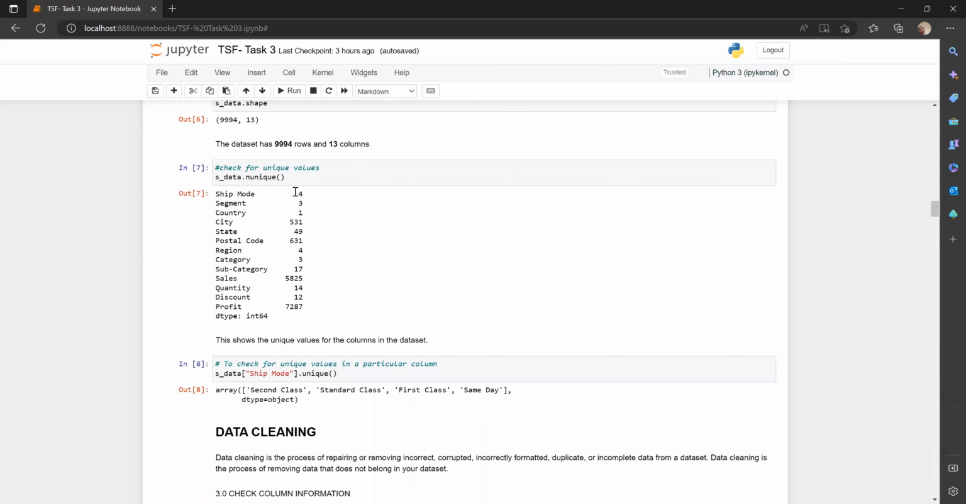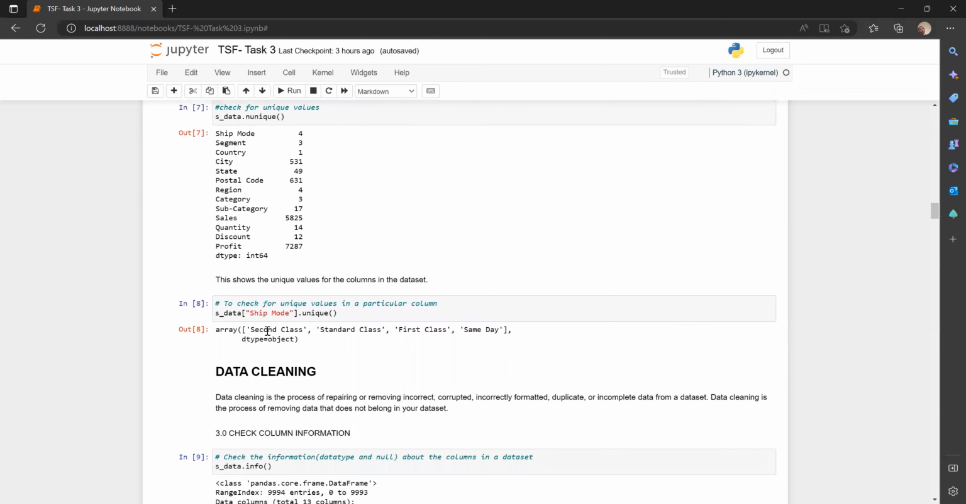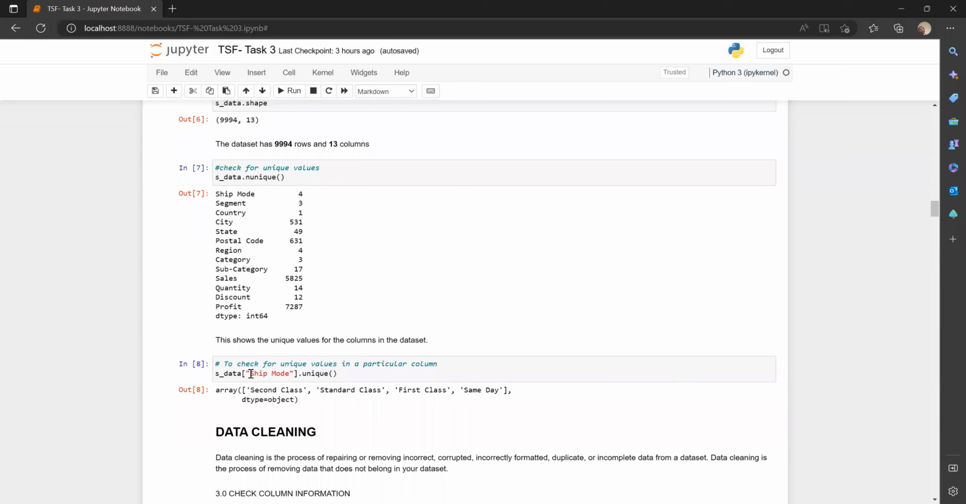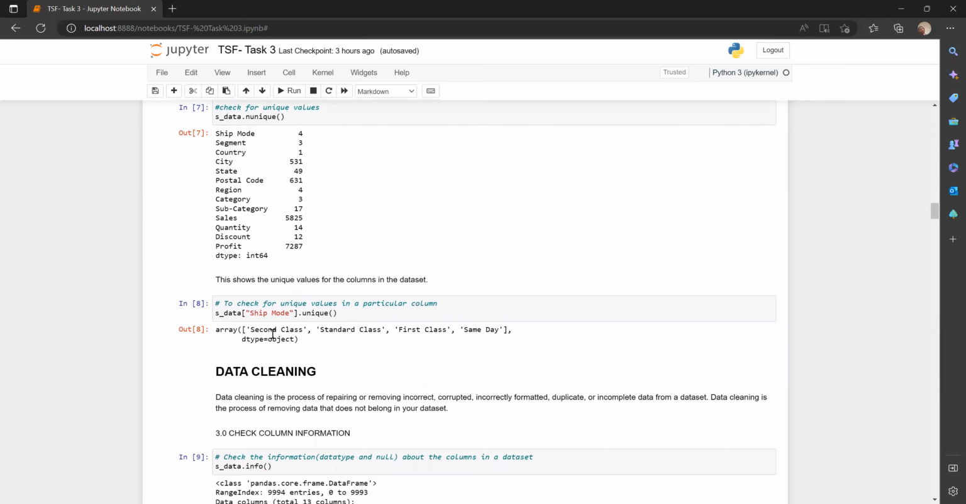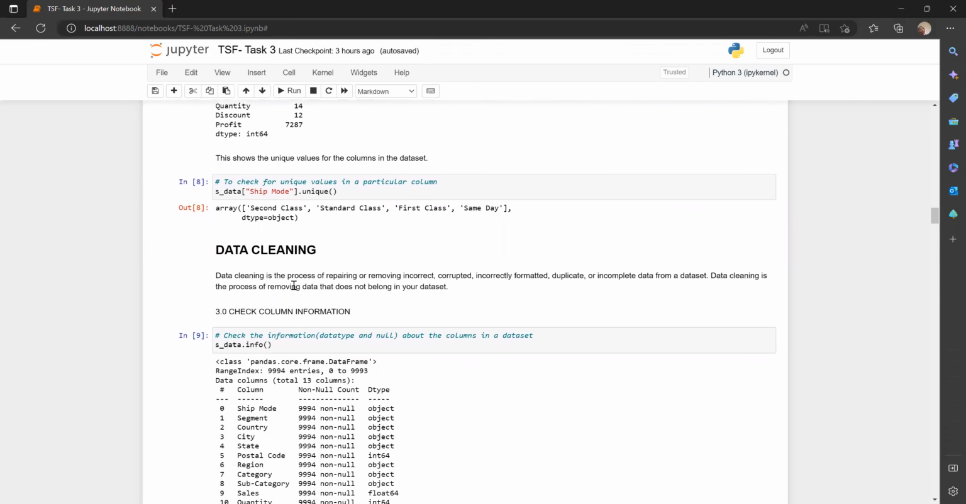The next thing I did was to check for unique values under different columns from ship mode up to profit. I also took the ship mode column and checked for the unique values in it. And here they are: second class, standard class, first class, and same day. Next is the data cleaning.